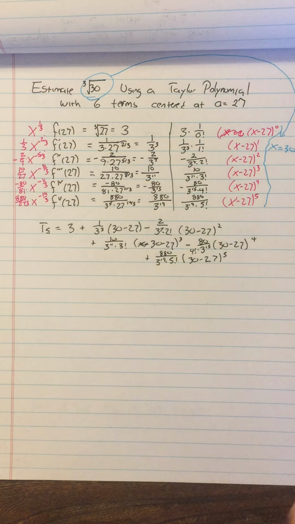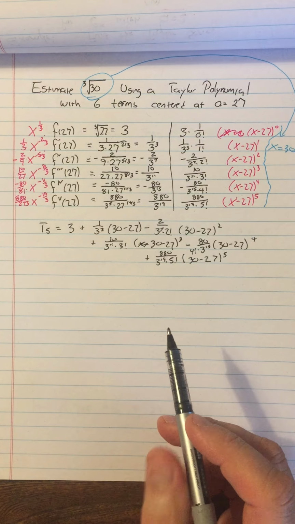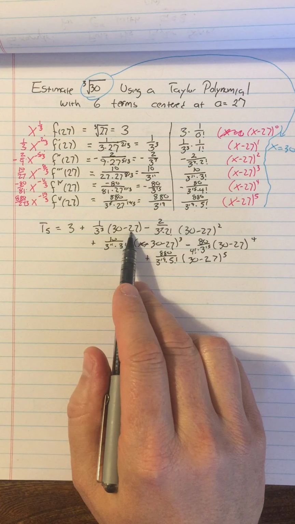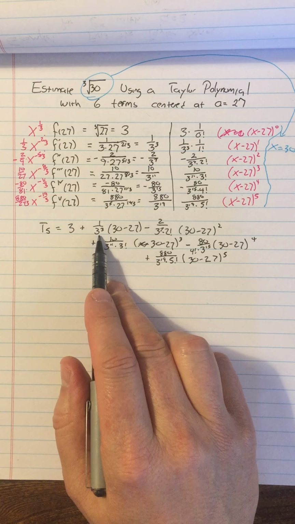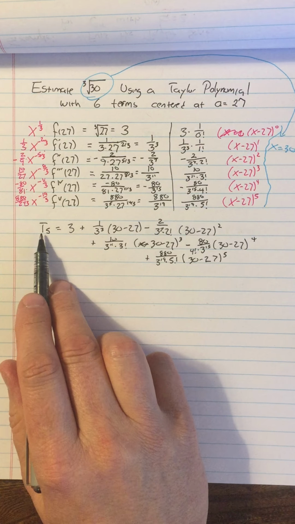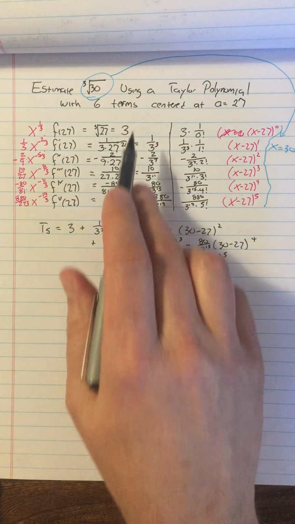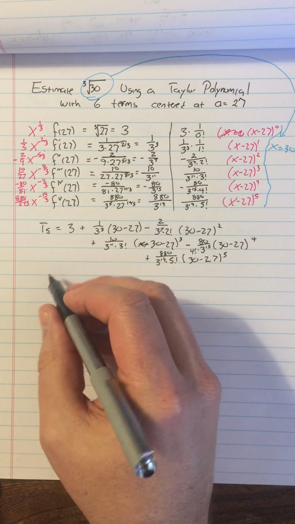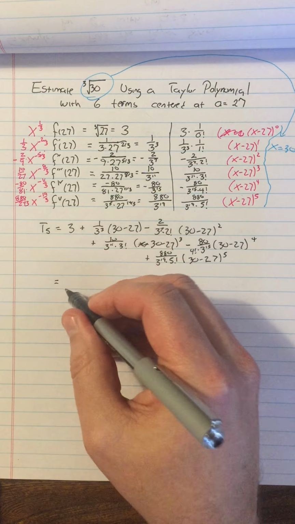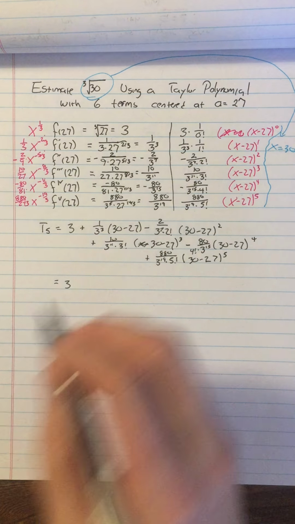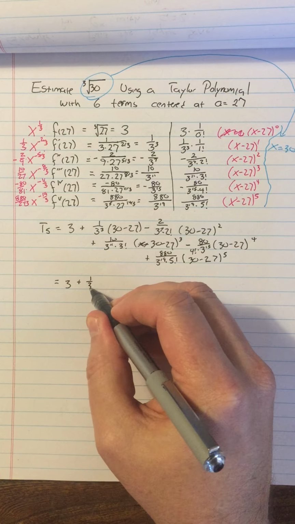So I told you this has some interesting twists to it. The next one is that all of these 30 minus 27s are just 3. That means they cancel with these 3's in the denominator. So that means our T5, our 5th degree Taylor polynomial for the cube root of 30, is going to be: we're going to have 3. And then this 3 is going to cancel with one of these 3's. So I'm going to have 1 over 3 squared.